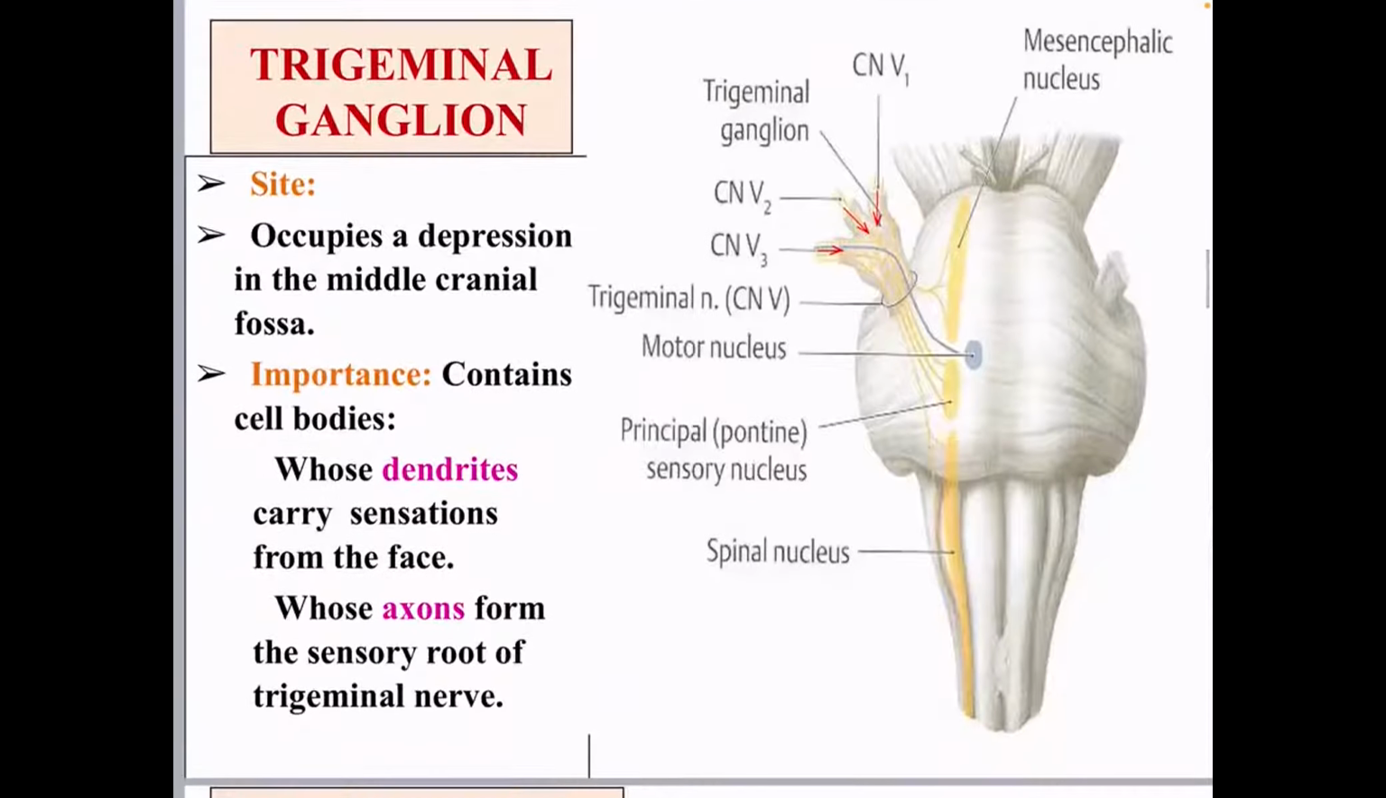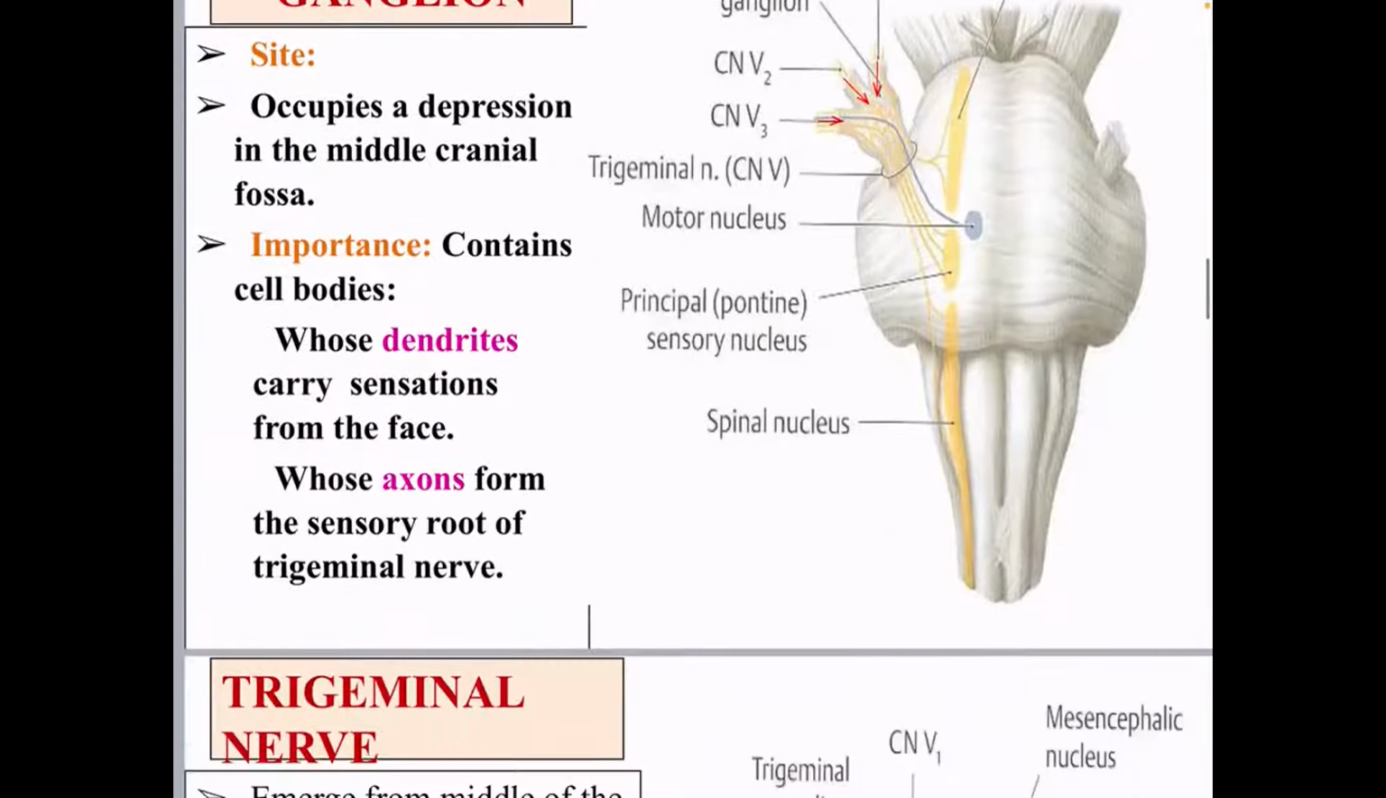So the trigeminal ganglion occupies a depression in the middle cranial fossa. Importance: it contains cell bodies whose dendrites carry sensation from the face, and whose axons form the sensory root of the trigeminal nerve.